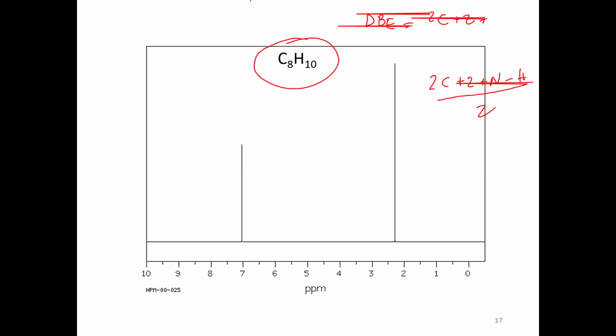If it helps, oxygen doesn't count in the calculation. So whenever you see oxygen, whatever it is, it could be an alcohol, it could be a carbonate, the oxygen doesn't count in the calculation of the degree of unsaturation. So on this one, for instance, if you have 8 carbons, so 16 plus 2 minus 10, divided by 2.